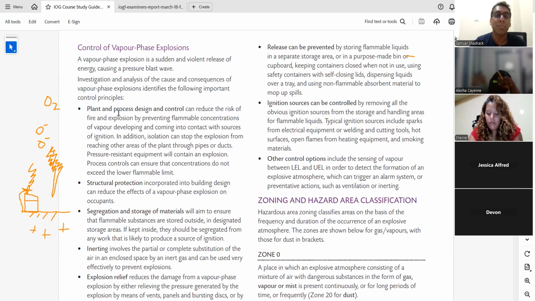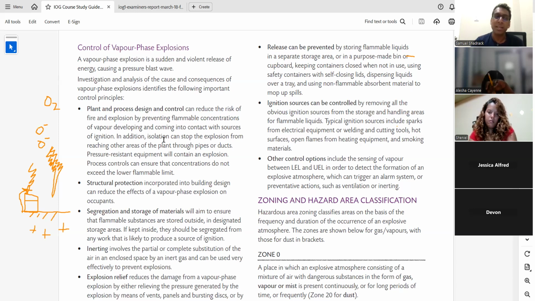You have proper process design and control. On certain plants, they have pressure resistant equipment. They keep concentrations below the flammability limit. They have some nice controls here, such as isolation.